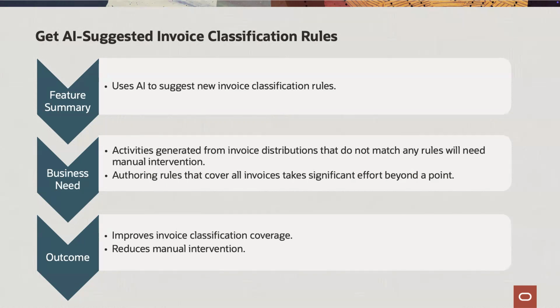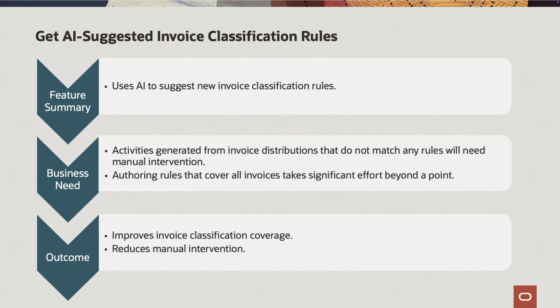At this point, I'd like to introduce a key concept, classification coverage. This refers to the percentage of invoice distributions that are classified correctly without requiring manual intervention. Once you have set up an initial set of invoice classification rules, improving this classification coverage becomes increasingly challenging. Typically, this would involve manually analyzing activity and invoice data to identify patterns that could be used to create additional classification rules. This process, while effective, can be time-consuming and resource-intensive.